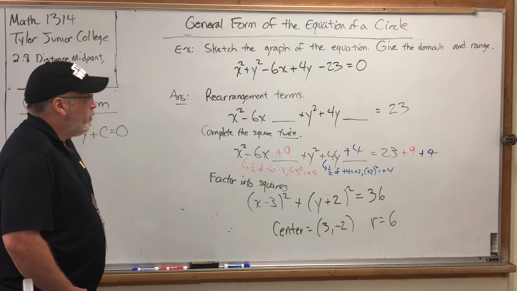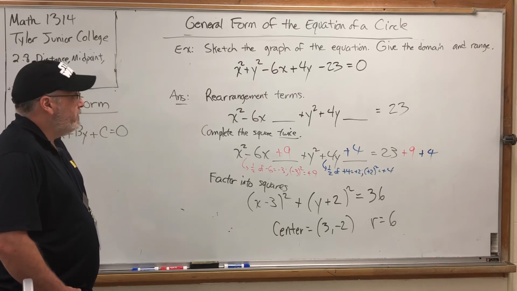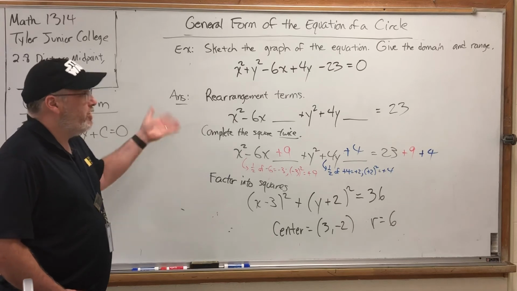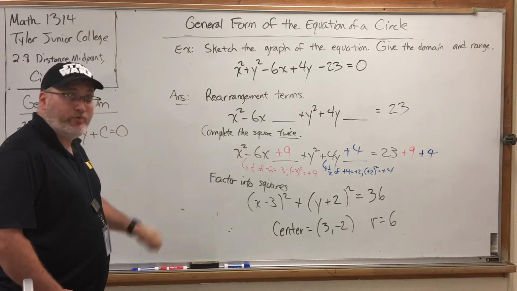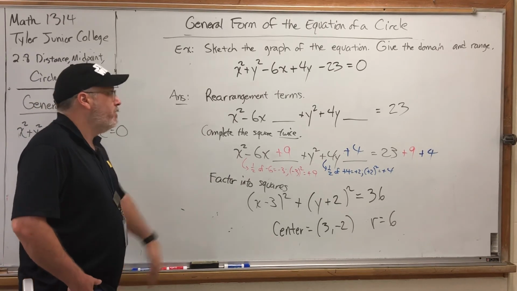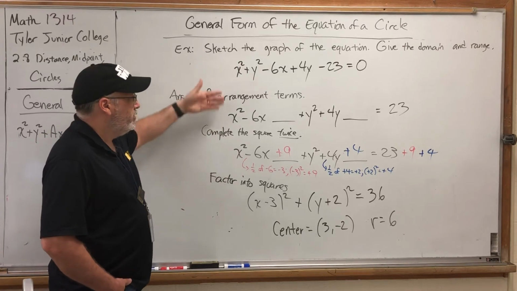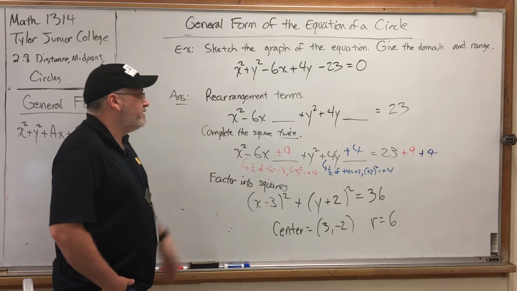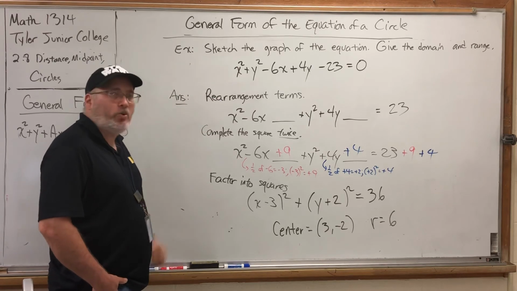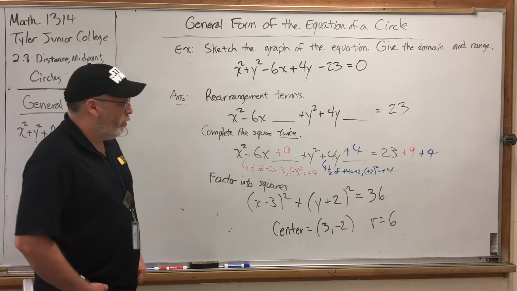So at this point I'm gonna end this video because we've already graphed this equation and given the domain and the range. It's in the previous video. The hardest part was preparing this equation to give up its center and radius by completing the square not once but twice. Once for the x's, once for the y's.